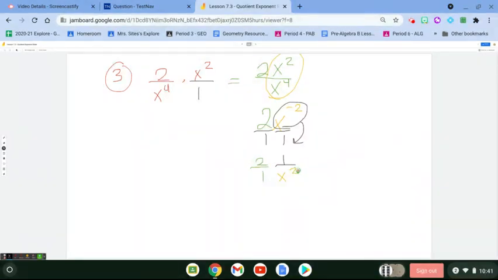Okay, my next move, multiplying straight across. So 2 times 1 is 2, and 1 times x to the second is going to be x to the second power. So your final answer for question 3 is 2 over x to the second power.